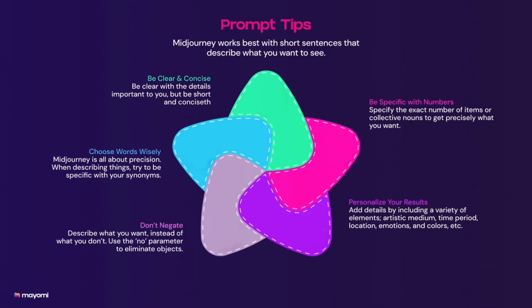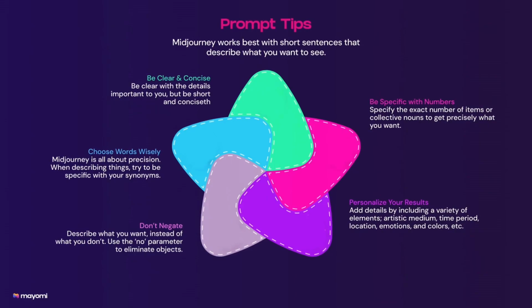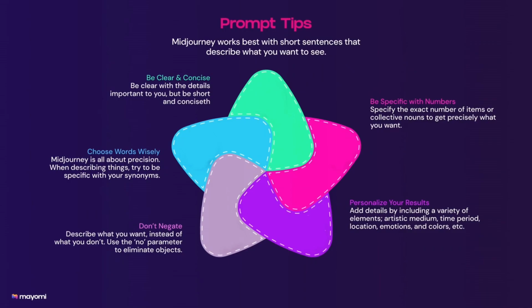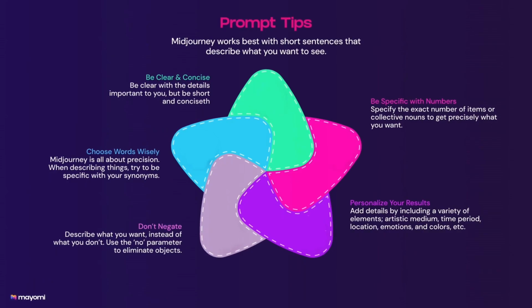Midjourney is all about precision. When describing things, try to be specific with your synonyms. And then 3, be specific with numbers. Specify the exact number of items or collective nouns to get precisely what you want. So instead of just saying cats, you might say 3 cats. Or for example, instead of just saying birds, you might say a flock of birds. So this will help to specify plurality.